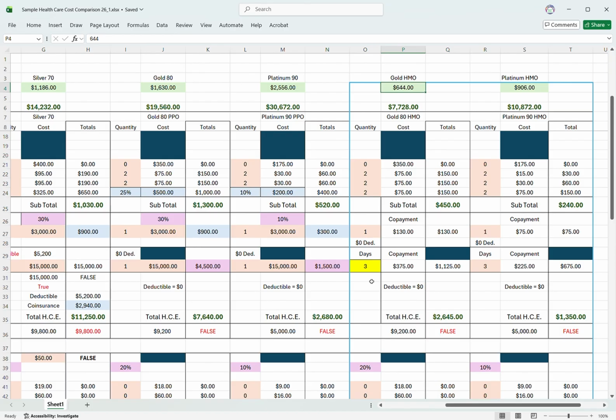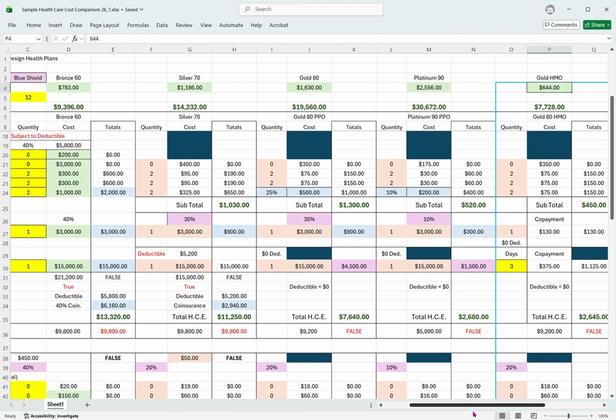Here, I'm assuming the person might be staying in the hospital for 3 days. So for the gold HMO plan, that's $375. And you can see the subtotal for that, and also for the platinum plans.